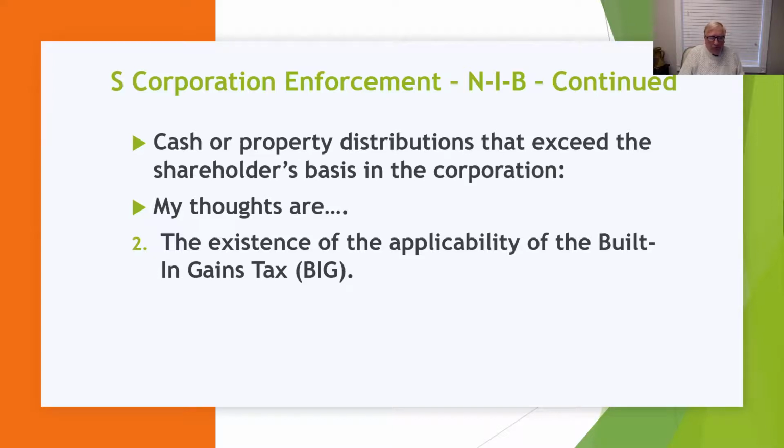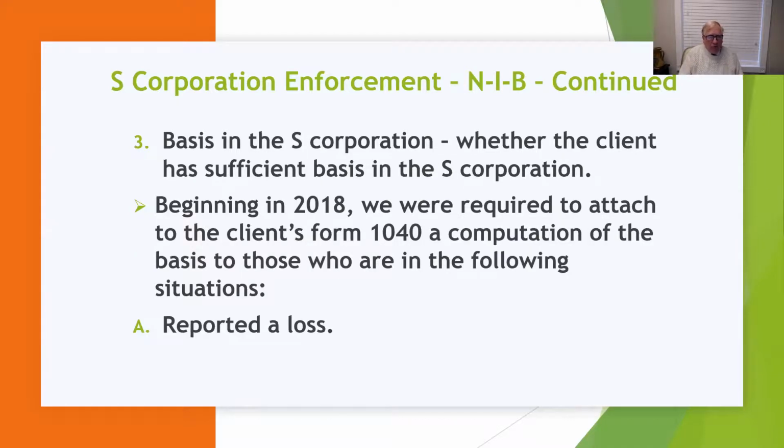Now, the existence or applicability of the built-in gains tax is the second area. We had an excellent section in our workbook several years ago, which told you how to compute this. If you have a client coming in wanting to get out of the restrictive C corporation status, this is the first thing you want to do if they want to become an S corporation: compute this built-in gains tax, because in many cases, it will deter it. It'll be too expensive.